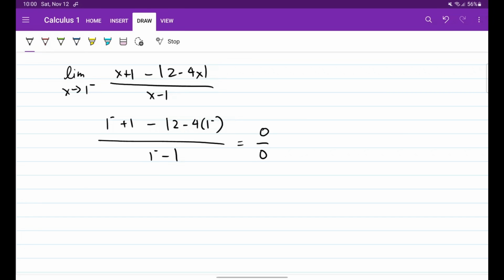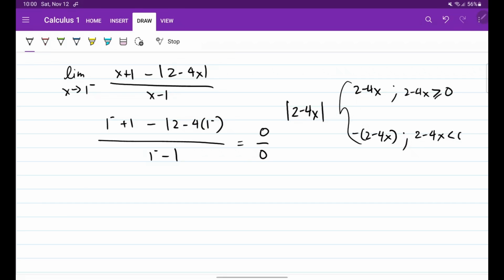Meron tayong absolute value dito. So what we do is to use the definition of absolute value. So, absolute value ng 2 minus 4x ay ano yung definition niya? It is equal to 2 minus 4x if 2 minus 4x is greater than or equal to 0, and it is equal to negative (2 minus 4x) if 2 minus 4x is less than 0.